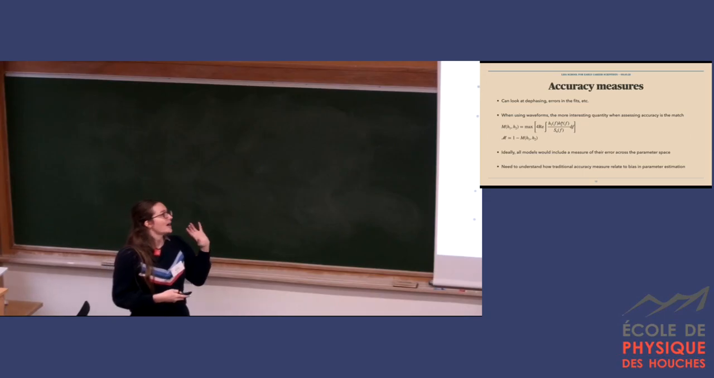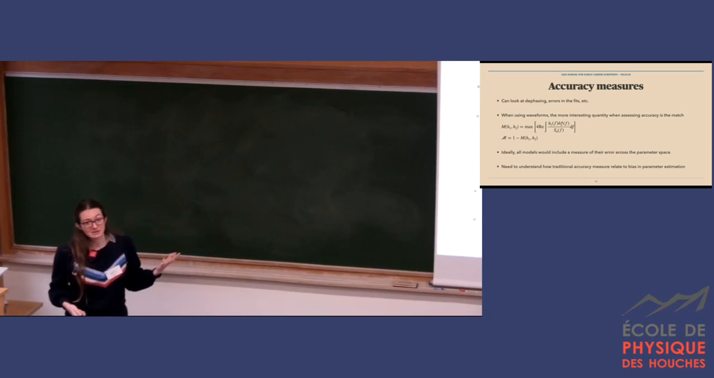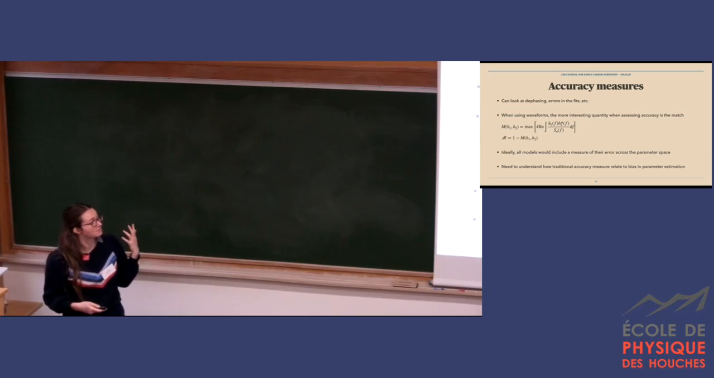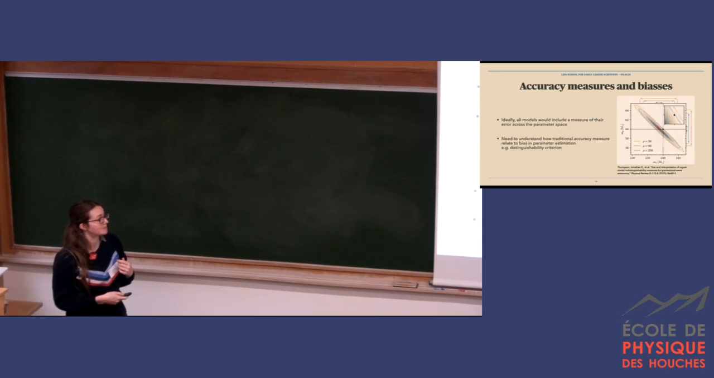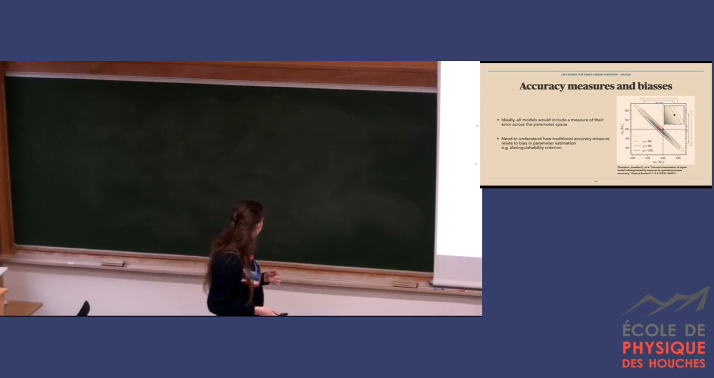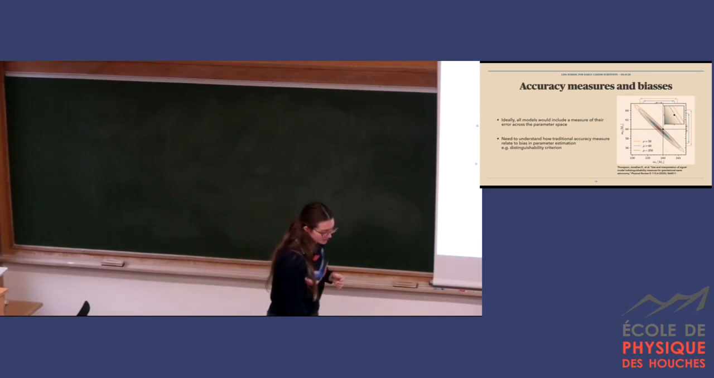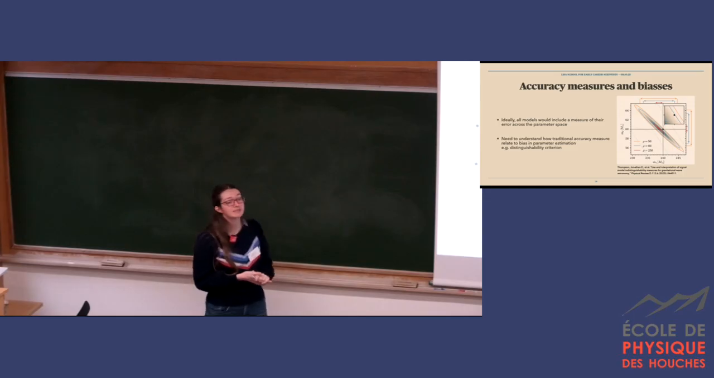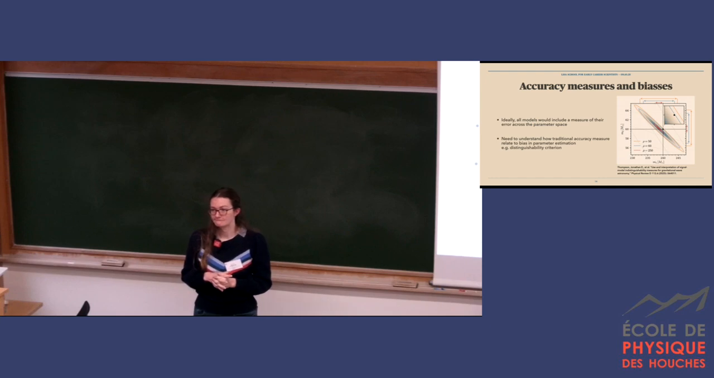And then once we have an understanding of the accuracy measure of our waveform, we have to understand how this relates to parameter space bias at all. So just because we know the accuracy measure doesn't mean that we know that it will be biased. Yeah. So when you talk about accuracy, what do you compare your favorite waveform against?